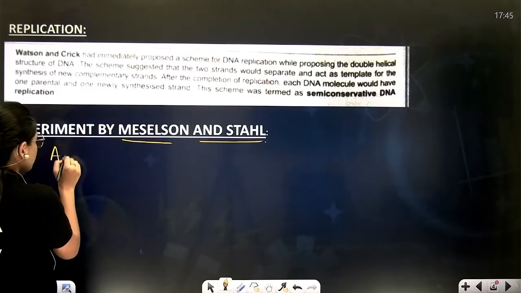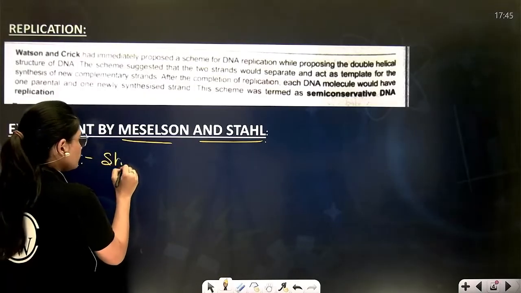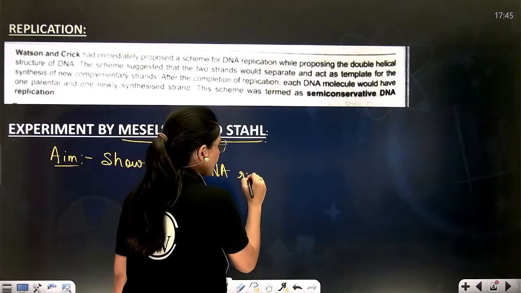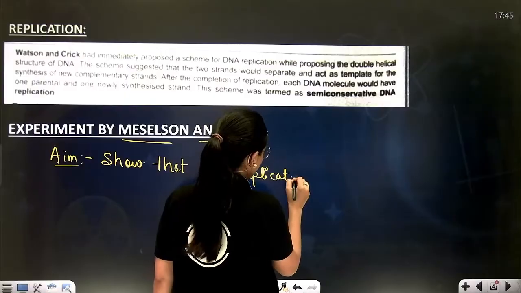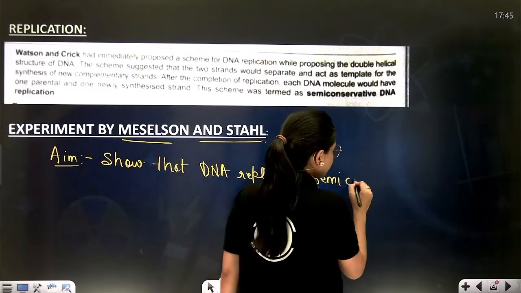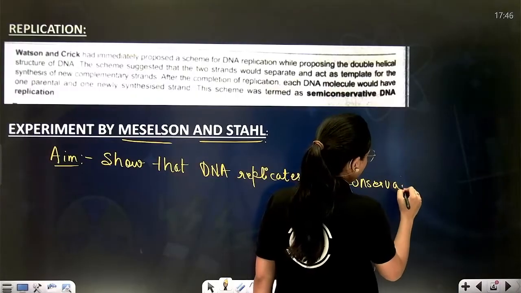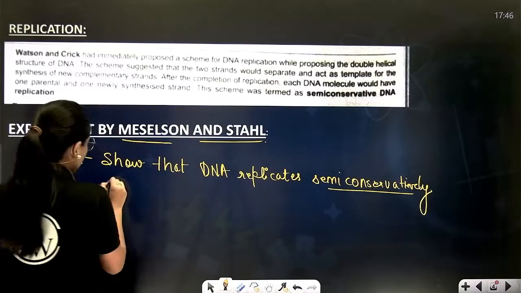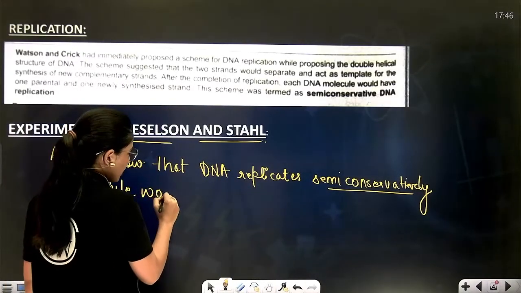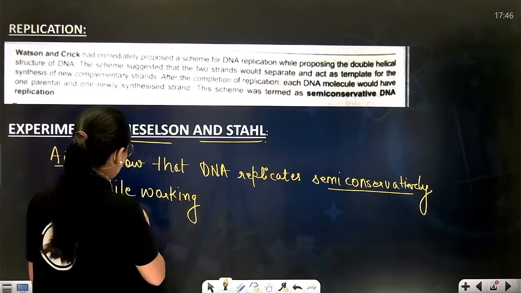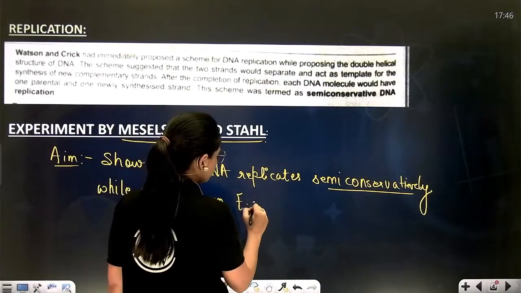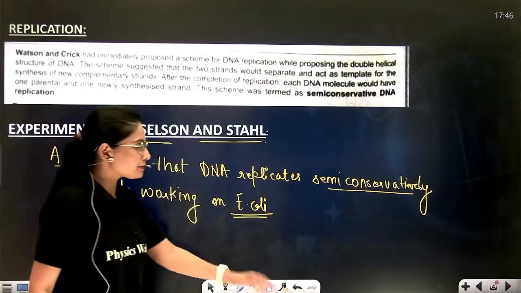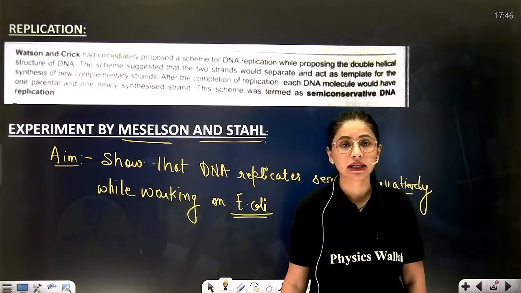The aim of the experiment is to show that DNA replicates semi-conservatively. Now, what does this semi-conservatively mean? Before I tell you one more point, let me write: while working on E. coli, they took E. coli as an experimental organism. Now, before I start explaining the whole process, let me tell you what semi-conservatively means.